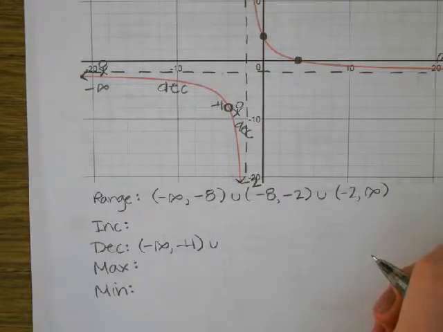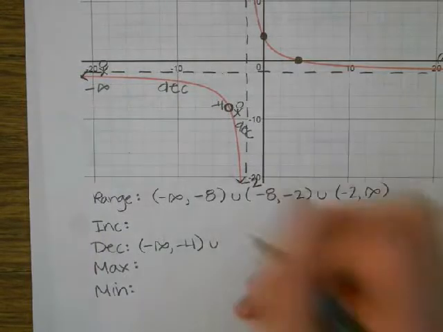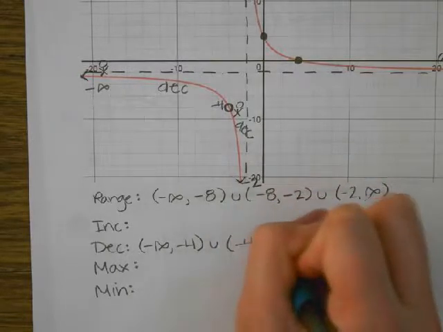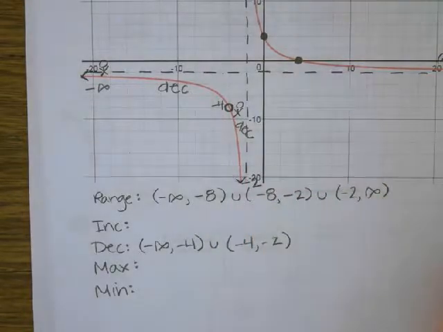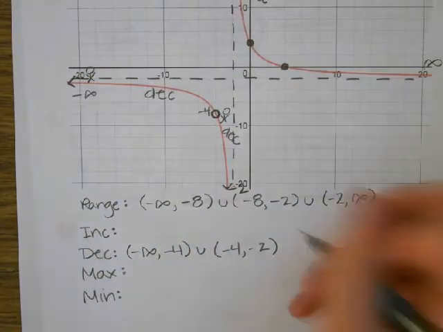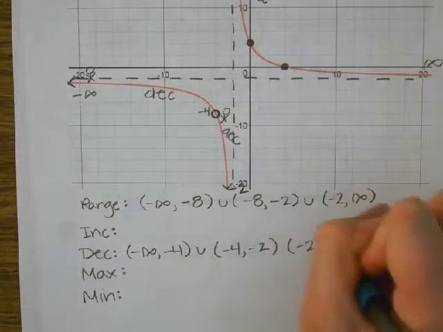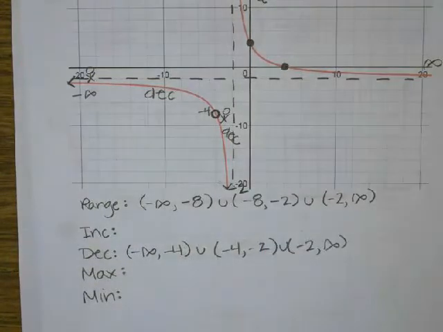All right. Negative infinity to negative 4. What's next? Negative 4 to negative 2. What's next? Negative 2 to infinity. And we got to make sure we got the union in there.